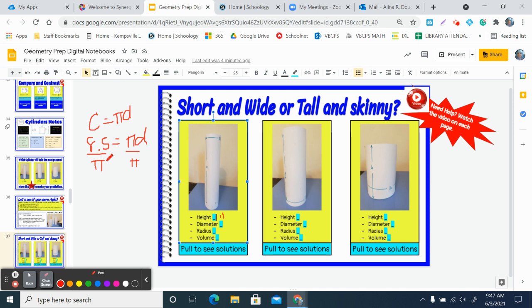So if you grab your calculator and you do 8.5 divided by pi, I'm grabbing my calculator, 8.5 divided by 3.14, or you can use the pi button. Oops, I multiplied. 8.5 divided by 3.14 is going to be 2.7. So our diameter is going to be 2.7.